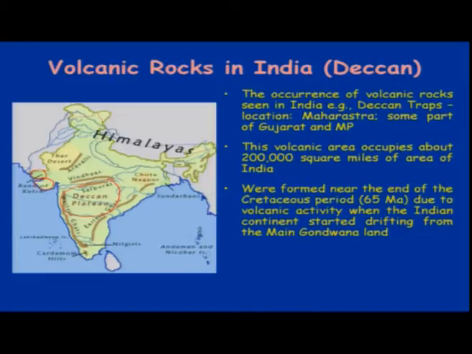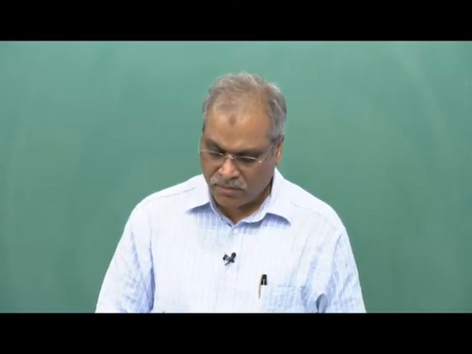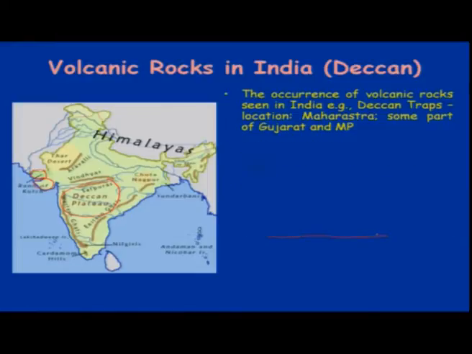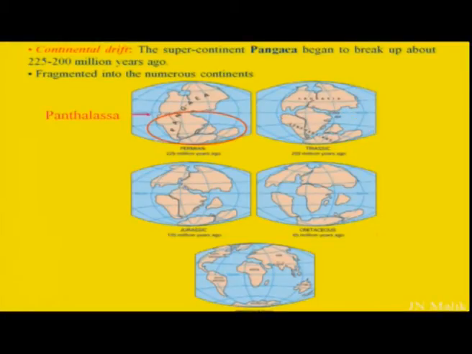So these igneous rocks were formed near the end of the Cretaceous period, around 65 million years ago, due to volcanic activity when the Indian continent started drifting from the main Gondwana land. It has been suggested that the main Gondwana land was the area that was occupied. So this was the main Gondwana land. This is what we see.